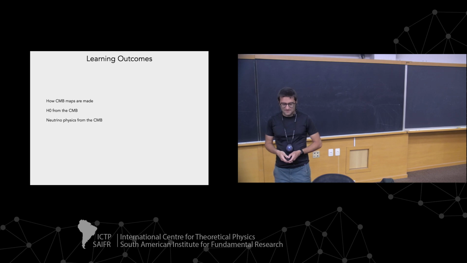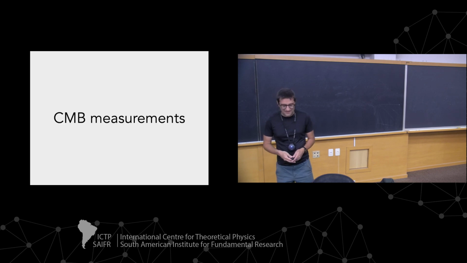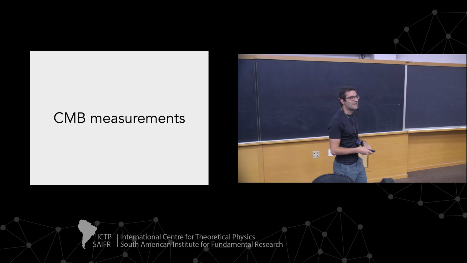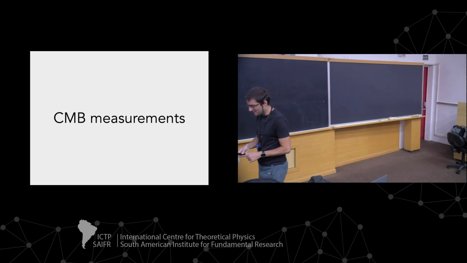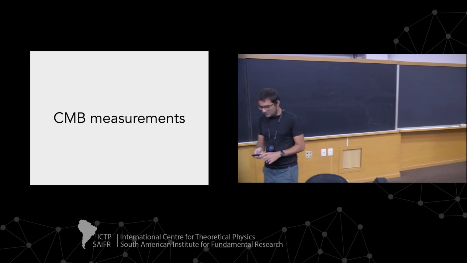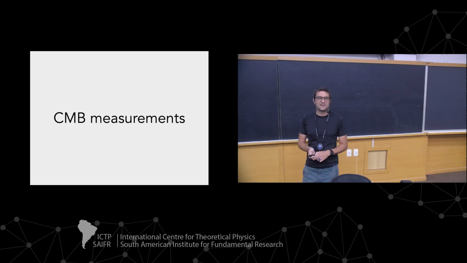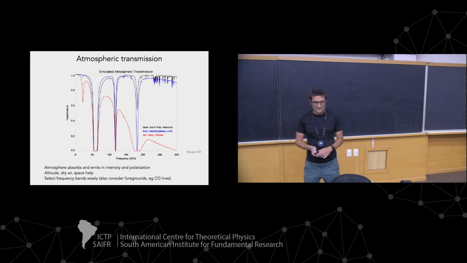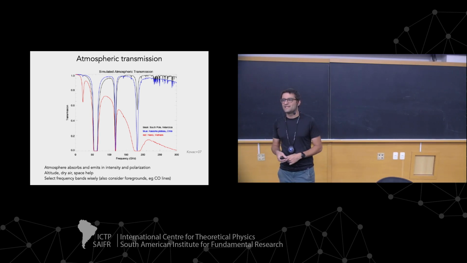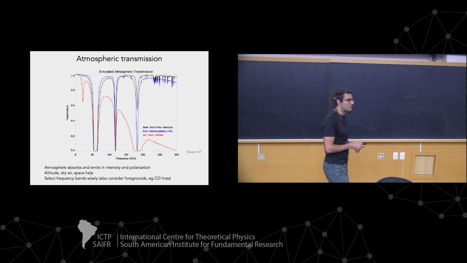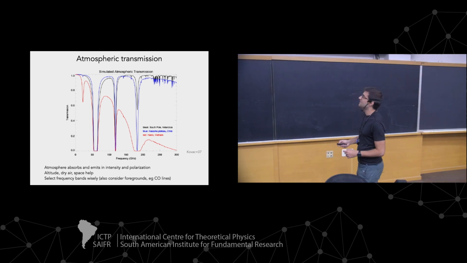So, okay, CMB measurements. What goes on? What is required for you to be able to produce a map of the cosmic microwave background? The first thing is you have to be able to see the cosmic microwave background. And so here you have two options. Either you're in outer space, in a satellite, and you don't need to worry about the atmosphere, or you're on the ground and then you need to worry about the atmosphere.